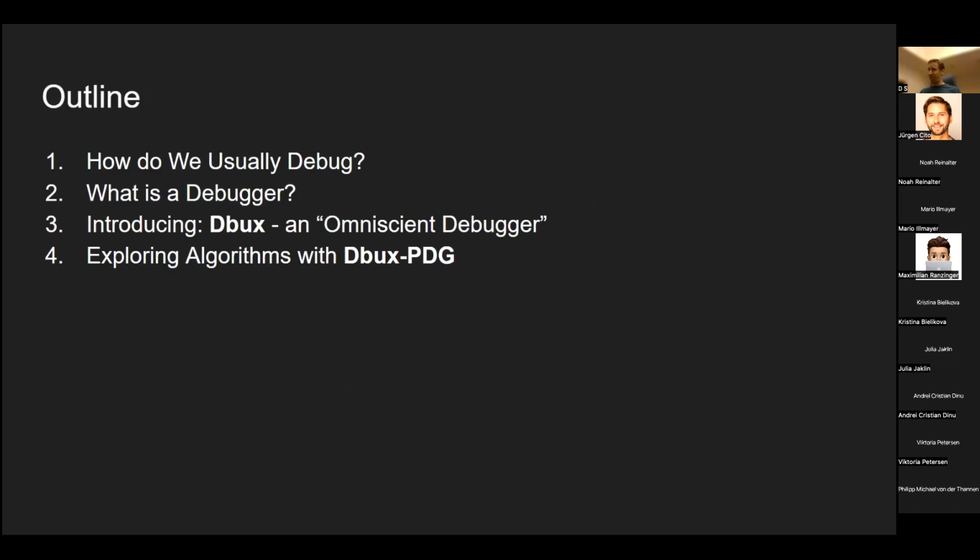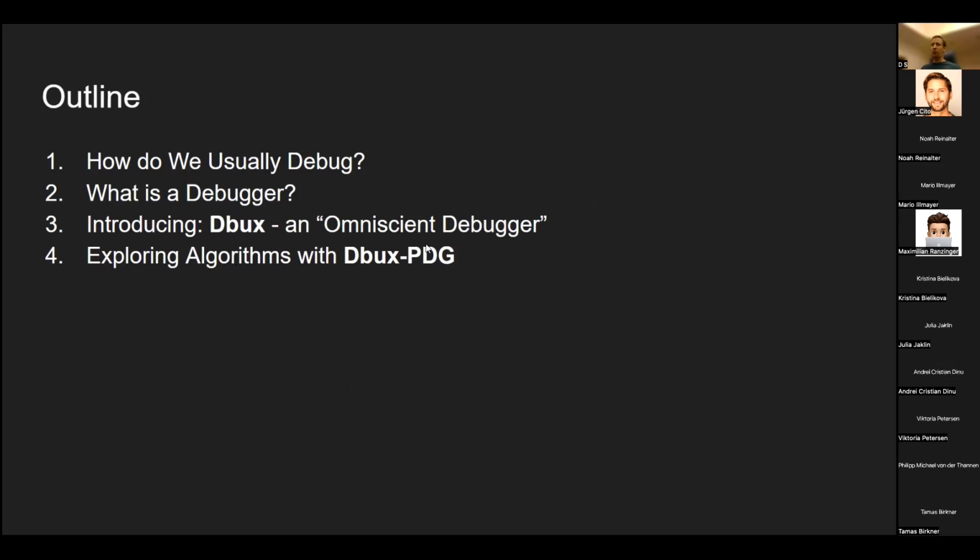General outline: how do we usually debug? What is a debugger? Then we're going to introduce Dbux, and then we're going to introduce a tool that will help us visualize our algorithms, called a program dependency graph. Not a new idea at all, but we will get into that. All right. Number one, how do we usually debug?